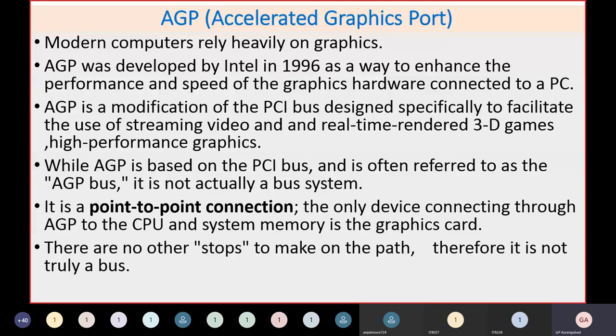In fact, there is a direct connection between AGP and system memory, so that the GPU can effectively use system memory and make the operation faster. For processing graphics, the GPU takes care, and the data is directly available from memory to the GPU instead of going through the CPU. In other words, there are no stops in the path.